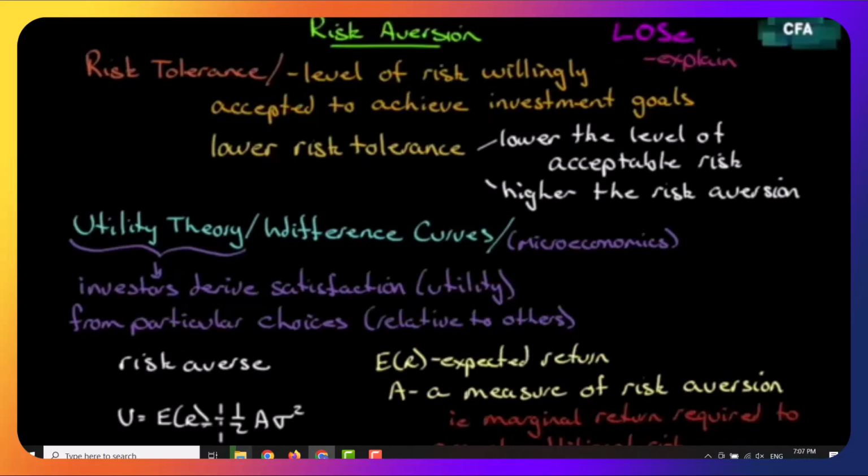So let's go back to utility theory and these indifference curves. If you have forgotten this, you can go back to microeconomics and refresh yourself there. With utility theory, for microeconomics, we use the word consumers. Here we're going to use the word investors. Investors derive satisfaction or utility from particular choices relative to others.